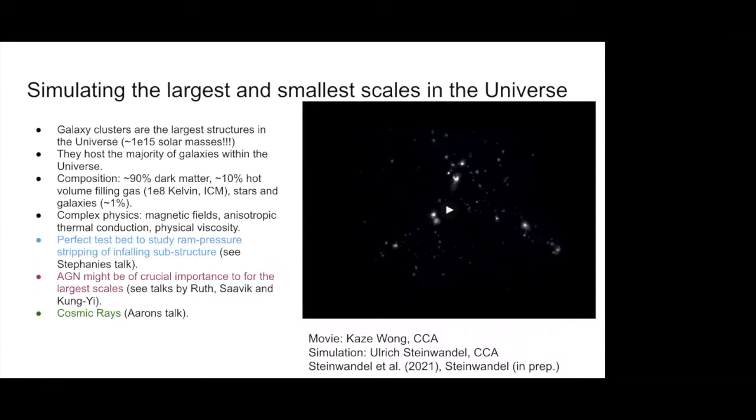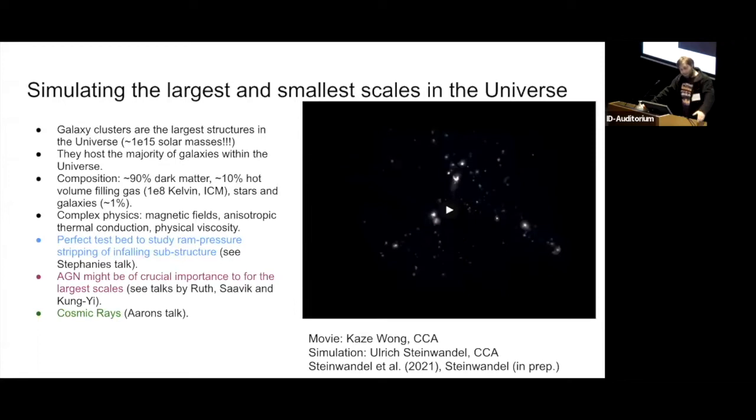They're the most massive structures in the universe, around 10^15 solar masses, about 90% dark matter, 10% hot volume-filling gas at 10^8 Kelvin. And a tiny fraction of those is stars and galaxies. And this is the percentage that we care about in galaxy formation.